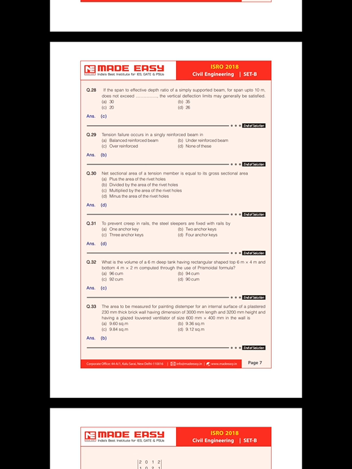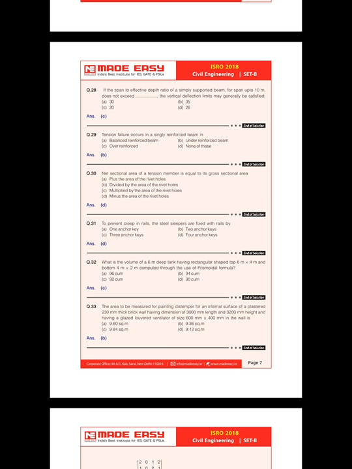If the span to depth ratio of a simply supported beam for a span of up to 10 meters does not exceed dash, the vertical deflection may generally be satisfied: it is 20. The L by D ratio for the simply supported is 20, for the cantilever it is 7, and for the continuous slab it is 26. Remember this one.